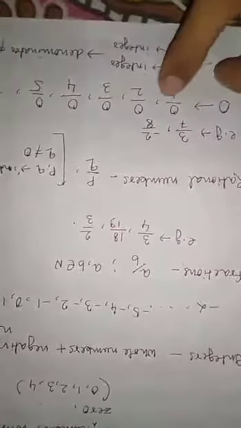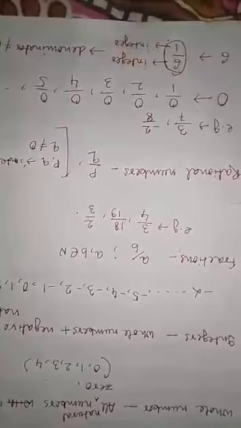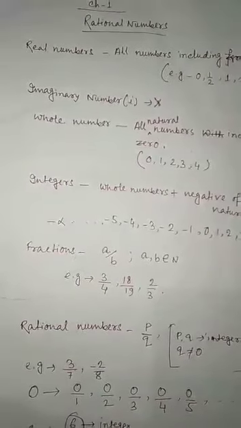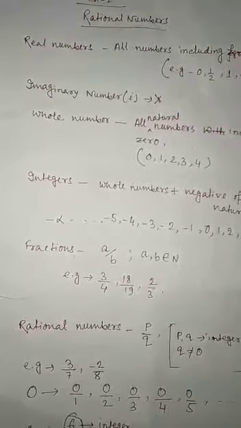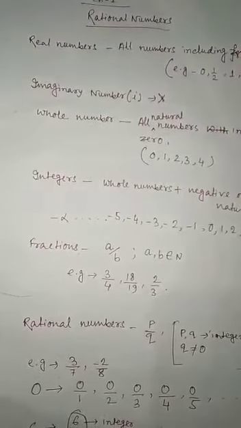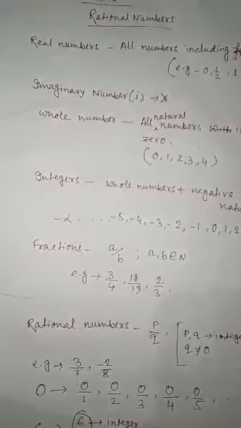Here q equals 1, so the condition q not equal to 0 is also satisfied by this term. Clear? So we can say that 0 is also a rational number. We need to know that every natural number, every whole number, every integer and every fraction is a rational number.